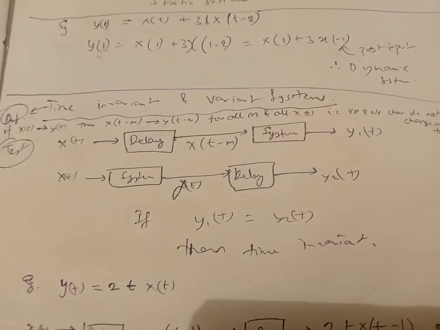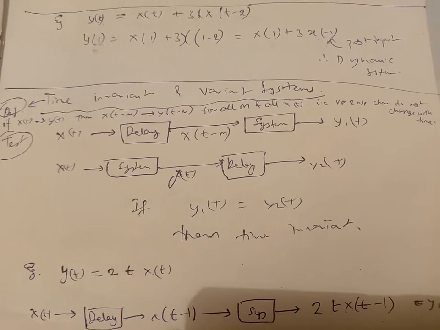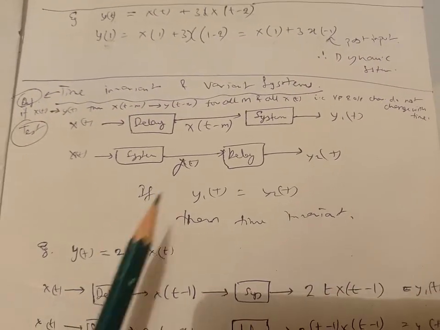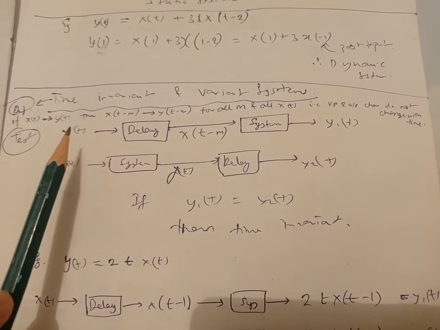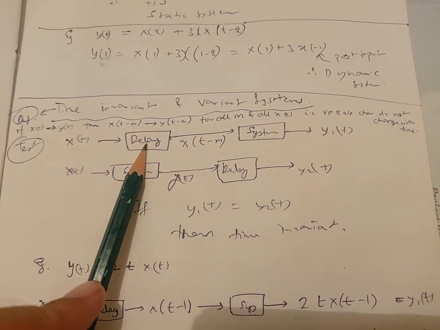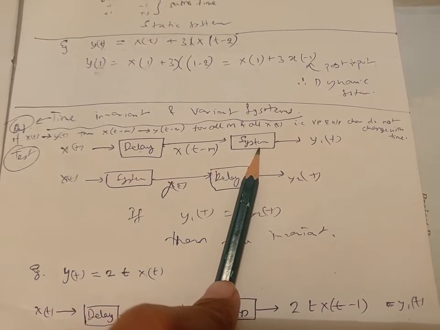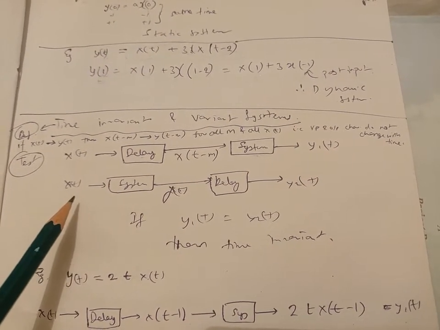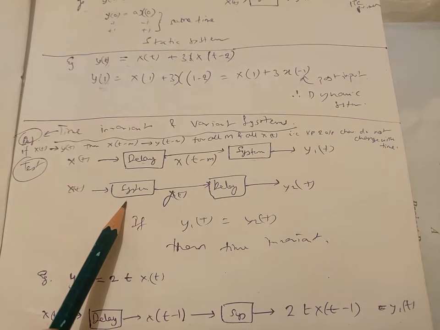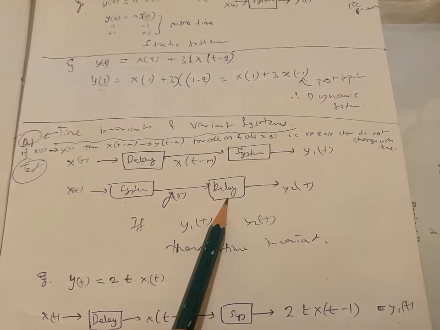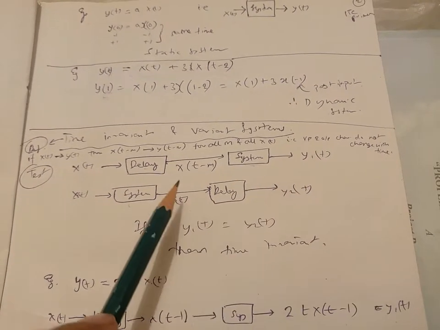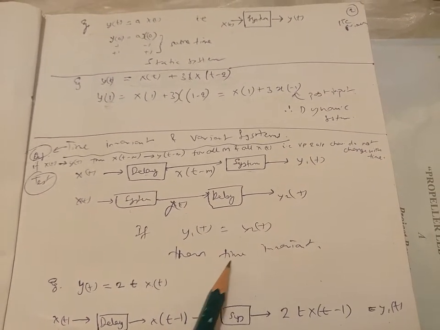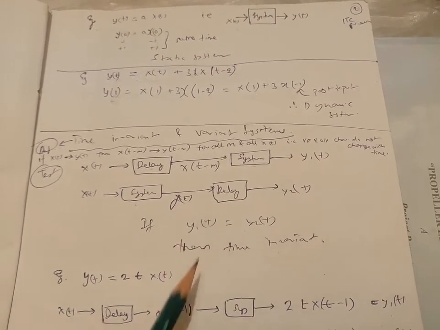There is another breed of systems, which is time variant and time invariant. For time variant and invariant systems, there is a simple test. You feed the signal, you delay the signal, and then put it into the system, and get an output. In the second case, you take the signal, put it directly into the system, and the output is fed into a delay unit. If both the outputs are found the same, then the system is time invariant. Otherwise it is time variant.